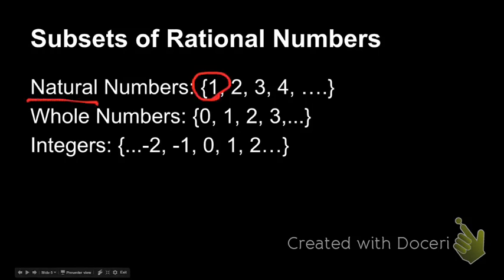Whole numbers are the natural numbers plus 0. So pretty much all non-negative integers. That's another way to look at them. Then integers are all the whole numbers, but they could also be negative.